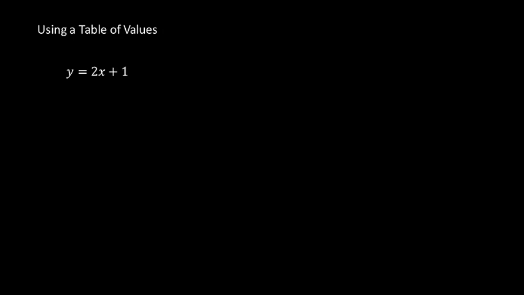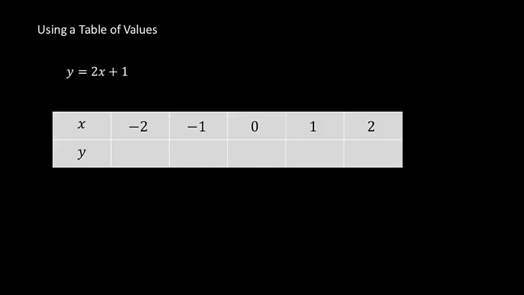So if I have the function y equals 2x plus 1, what I can do is draw up a table of values. So I have my x values, and usually I'll just select some. It can be 5, you could add more. Now what I need to do is identify the y value when x equals that. So how do I do that?